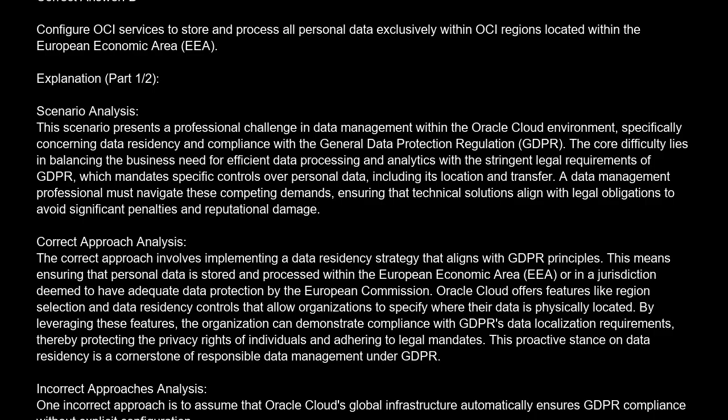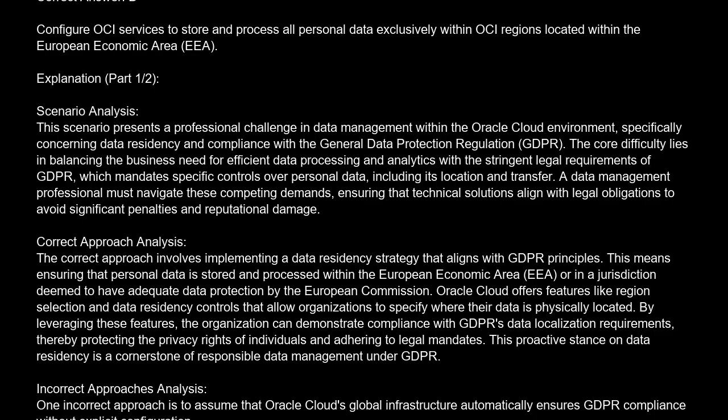A data management professional must navigate these competing demands, ensuring that technical solutions align with legal obligations to avoid significant penalties and reputational damage. Correct approach analysis. The correct approach involves implementing a data residency strategy that aligns with GDPR principles. This means ensuring that personal data is stored and processed within the European Economic Area, EEA, or in a jurisdiction deemed to have adequate data protection by the European Commission.